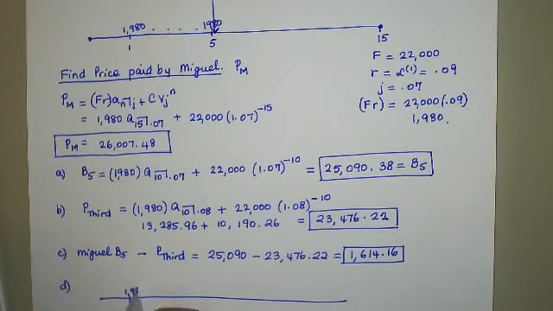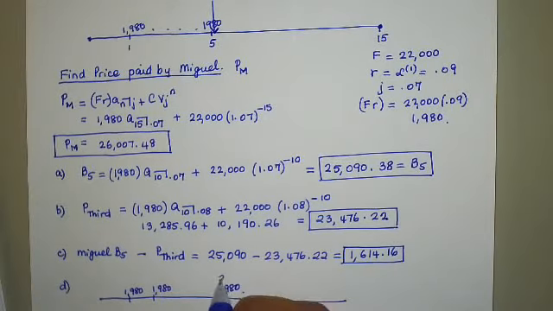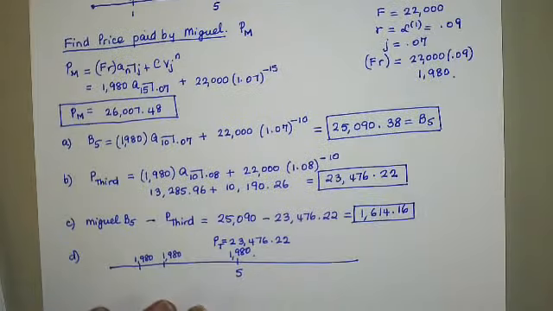And last question. Find Miguel's actual yield for the 5-year period. So let's draw a timeline. Let's see what happened to Miguel. He got coupons of $1,980 for the first 5 years. And then he charged the third party $23,476.22 because the third party is going to take the bond off his hands at time 5.